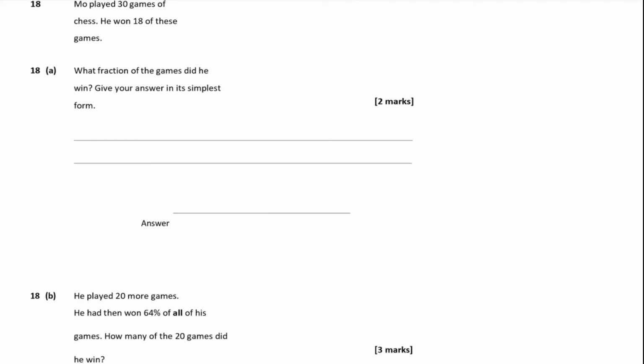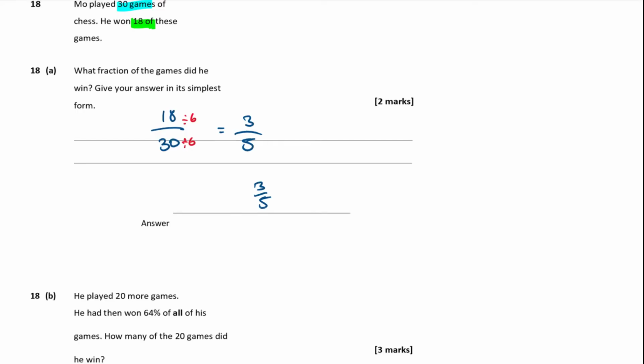Well, he won 18 games out of a possible 30 games. So the fraction he won is the number he won over the total number, which is 30. Can you see any common factors there? I can see that 18 and 30 are both in the 6 times table. So I'm going to divide top and bottom by 6 to simplify this down a bit. 18 divided by 6 is 3. 30 divided by 6 is 5. Now they're both prime, so I'm not going to find any more common factors there. So 3/5 is my most simple answer.